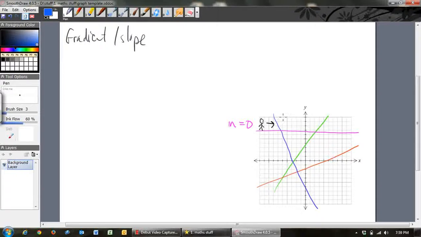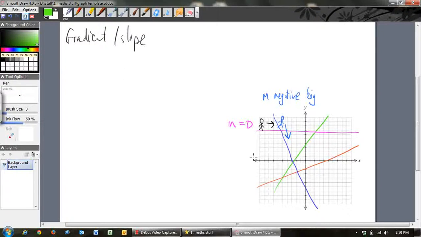Okay, fantastic. Let's have a look at the blue line. If you're a little dude on the blue line walking from left to right, what's happening there? Well, you're walking down very steep. So if you're walking downhill, you'll get a negative gradient. So m will be negative, and we call that a negative slope or negative gradient. It's going downhill, and m will be quite big, negative and quite big. Why is it big? Because it's steep.